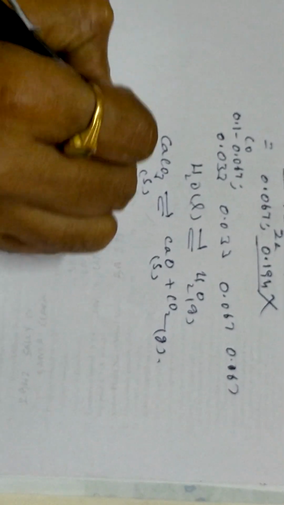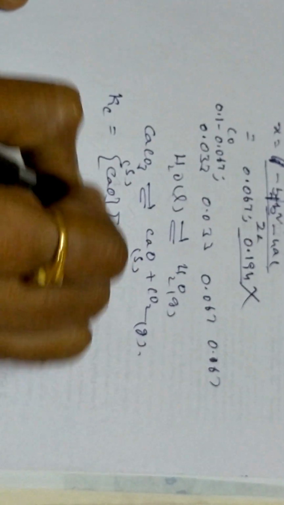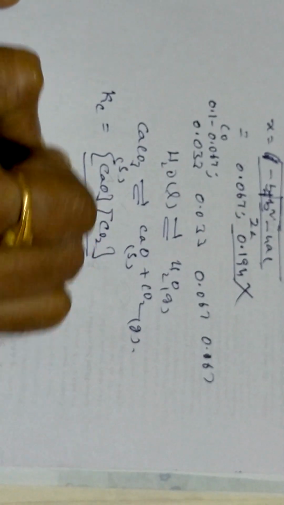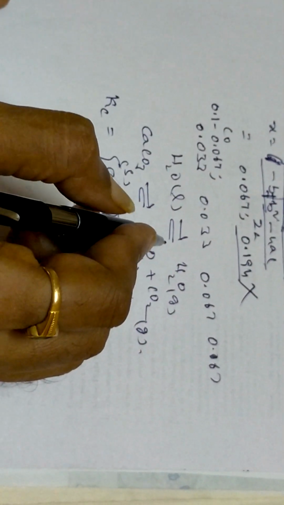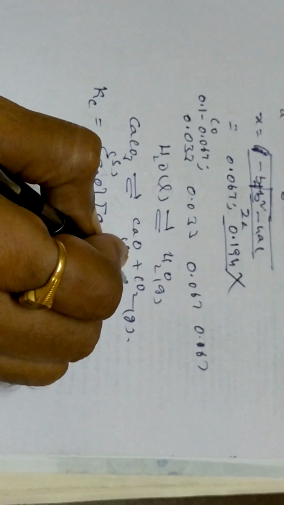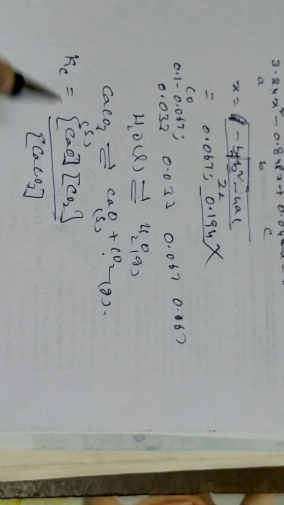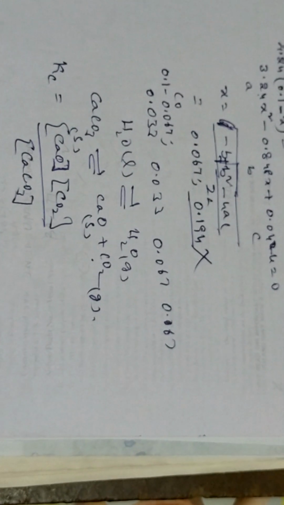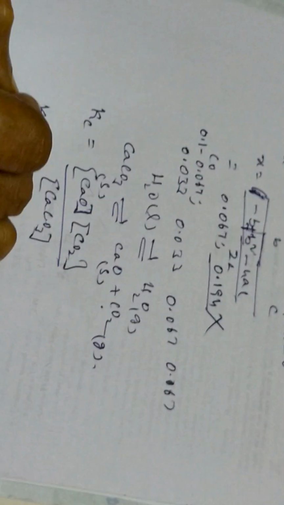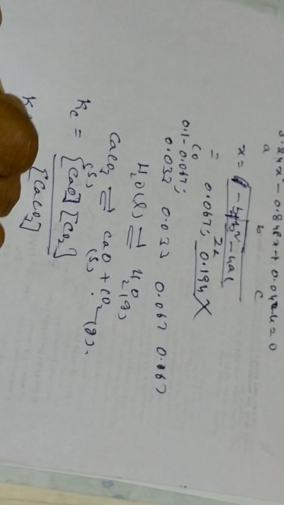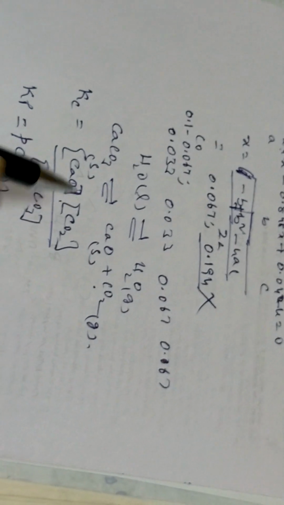If you see Kc equal to CaO and CO2 by CaCO3, normally we write it that way. But in terms of concentrations, if you are measuring Kp, one is the gas, and gas pressure is what you measure. Normally the solid concentration, and H2O if at all available, will be taken as unity. That means these two are taken as unity, and Kp will be taken as the pressure of CO2 gas. Very clear here what I am telling.